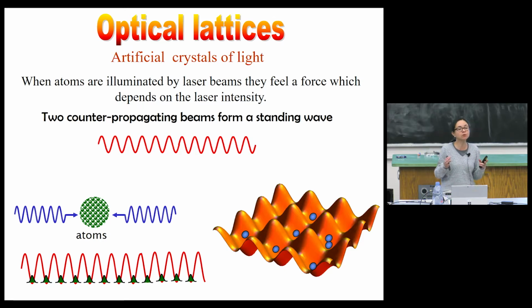So it doesn't have any impurities, it's perfect, it's controllable. We can change the dimensionality, we can change the depth of the potential. So it's a very powerful tool that we have used to control and manipulate the atoms.